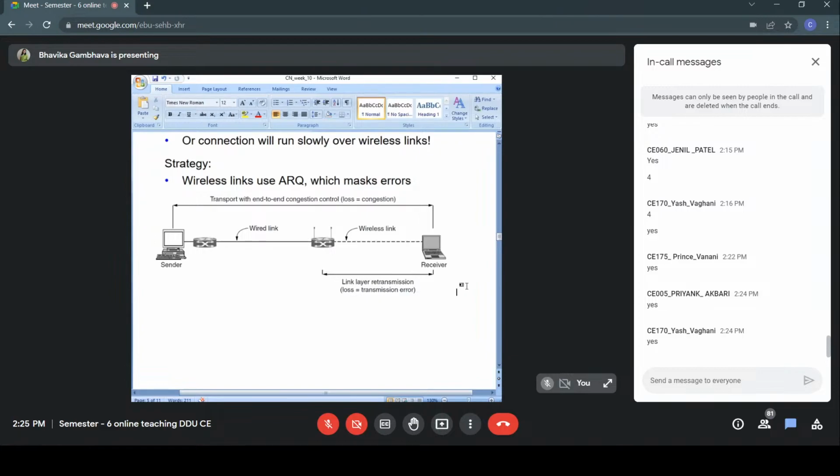And wired links are quite immune to channel errors. So if there is something wrong over the wired link, then there are chances that it is congestion. And if it is congestion, we want to help relieve the network from that. So flow will be reduced.